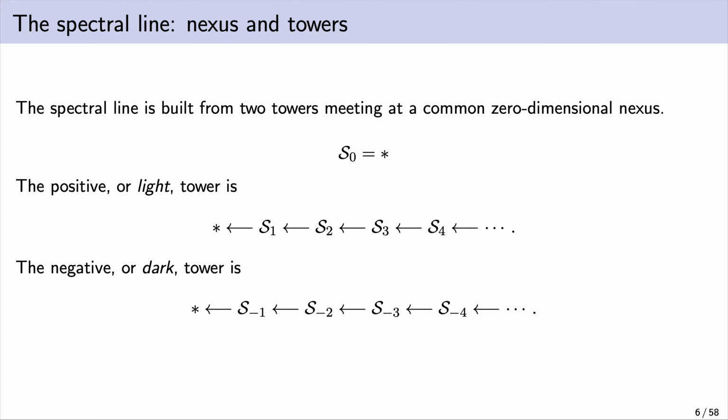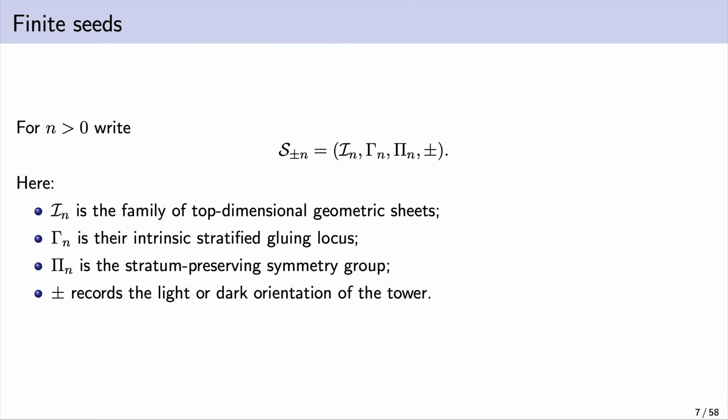So right now we have this light and this dark tower. For n greater than 0, we have these finite seeds, and the plus n and minus n represent this light and dark dichotomy. So the seed is defined like so as this triple, plus these sign conventions.